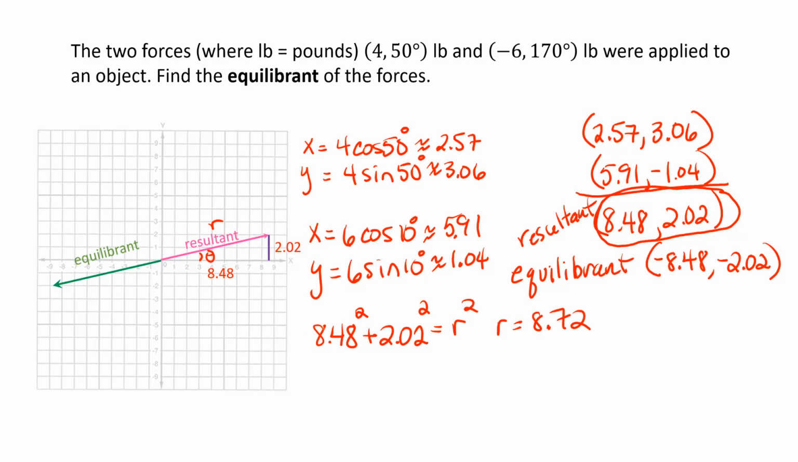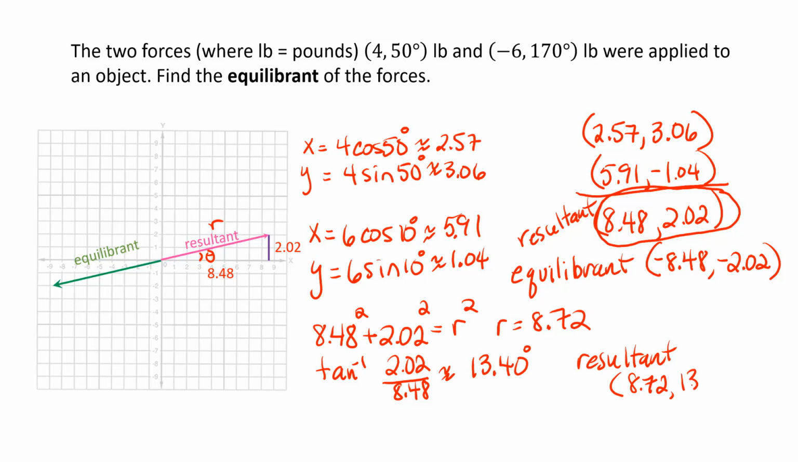And then to find theta, we're going to use inverse tangent. So inverse tangent of 2.02 over 8.48 is going to be about 13.40° for theta. So the resultant is 8.72, 13.40° newtons. But we don't want the resultant, we want the equilibrant, which points in the opposite direction.